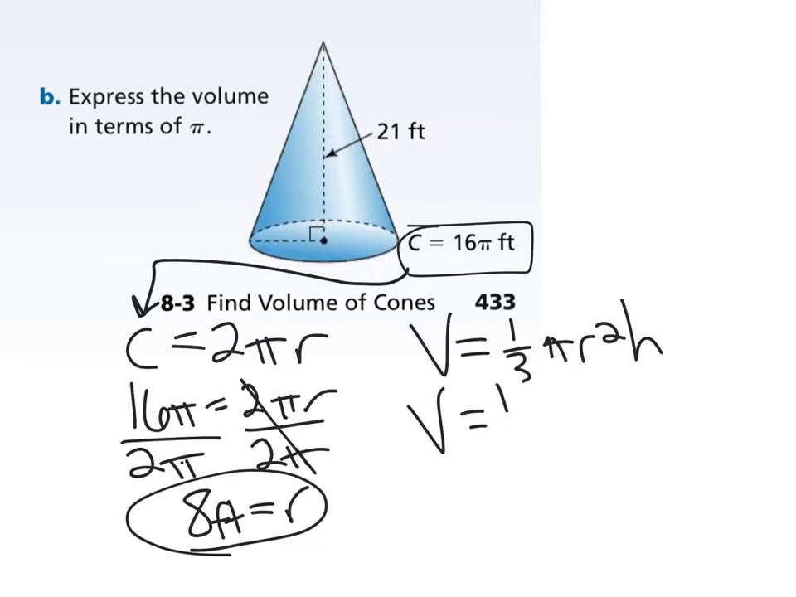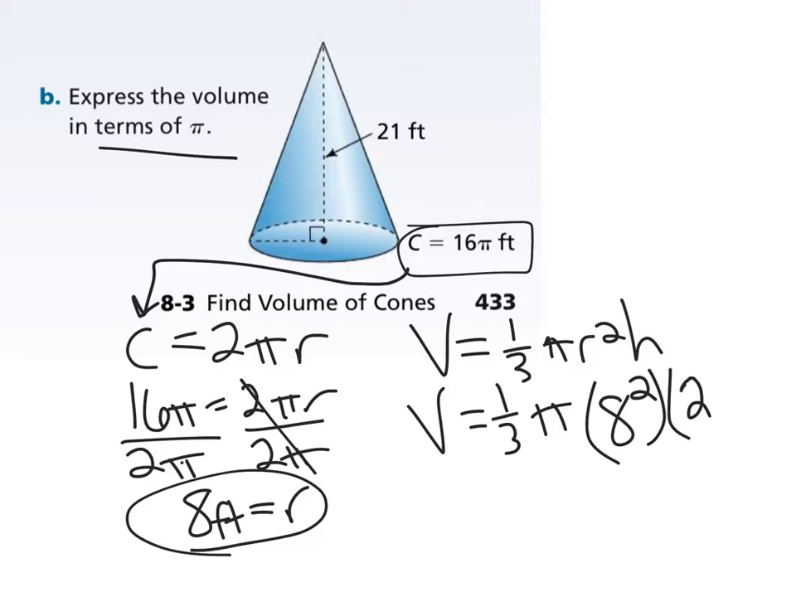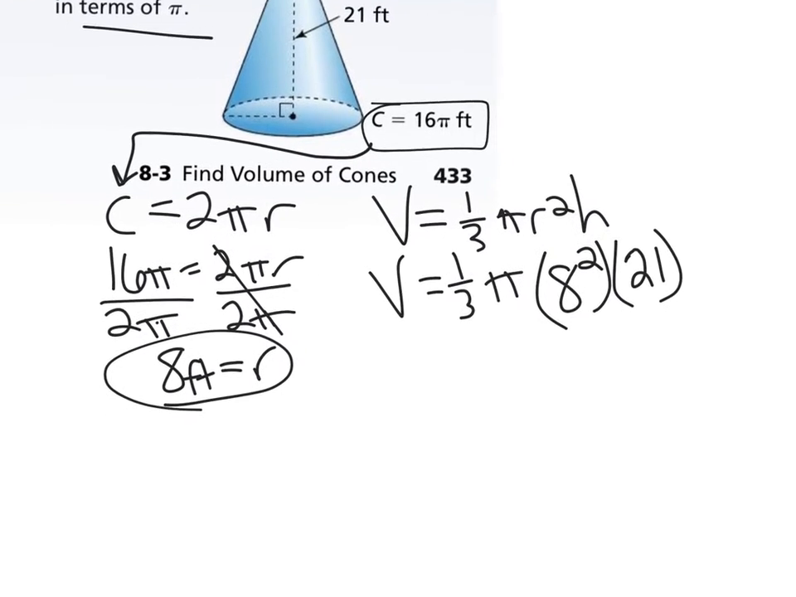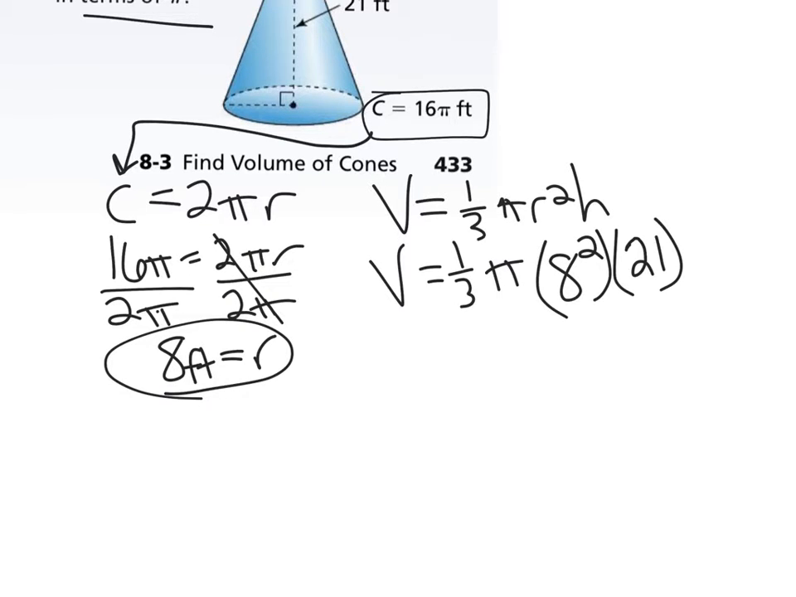So now we're finding the volume of this cone. It said to put it in terms of pi, so I'm just going to leave the pi there. My radius is 8, we just found, and the height is 21. Okay? If you wanted to here, this stuff's all going to get multiplied together. 8 squared means 8 times 8 is 64.